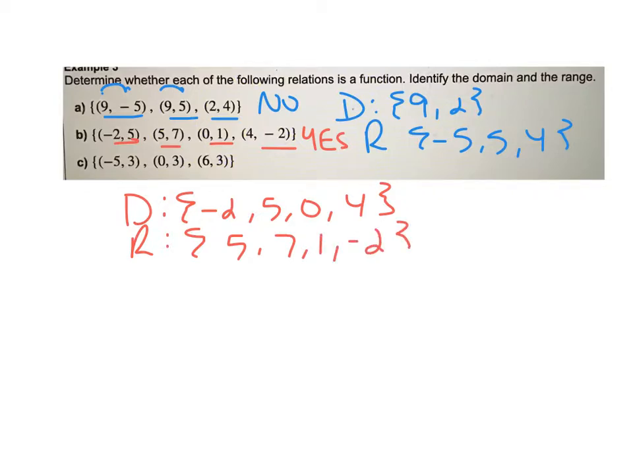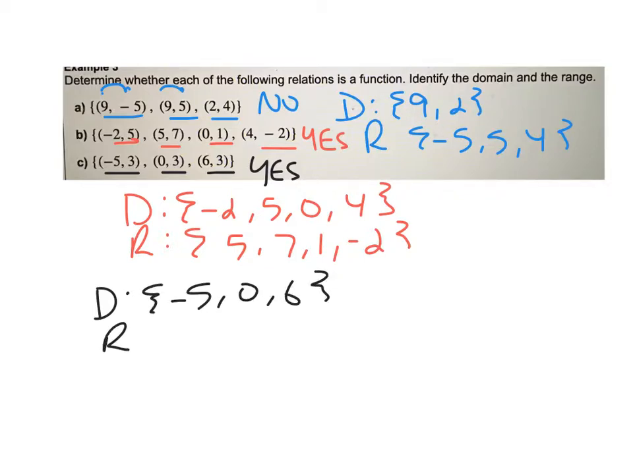And one more. See here, all the x's are different, so every x is going to one y, so that's also a yes. And my domain on the last one, I'll get these in order. -5, oh, they're in order. 0, 6. And the range on that one would be 3. Only one number in the range because they all go into 3. And that's okay. Remember, you can have just one y going to different x's. You can only have one x going to each y is the definition of a function.